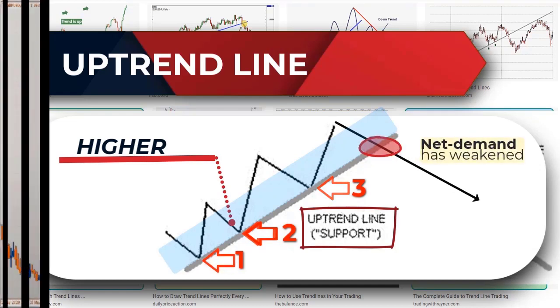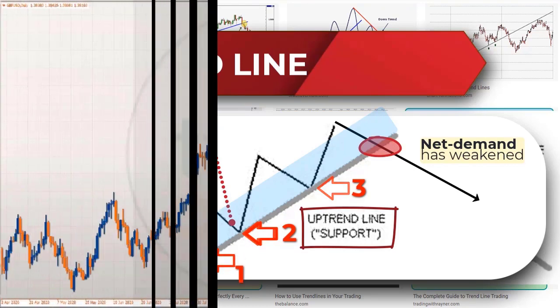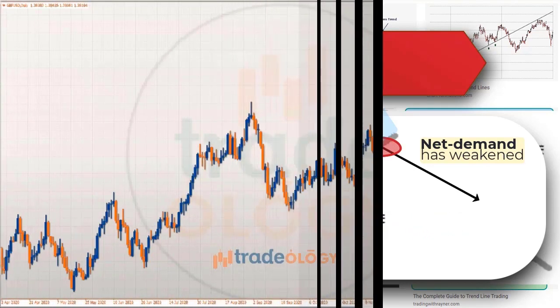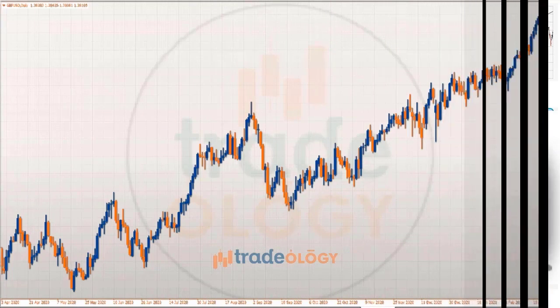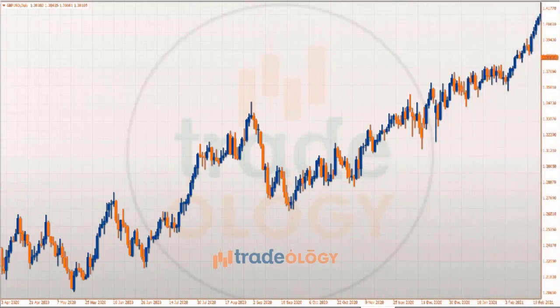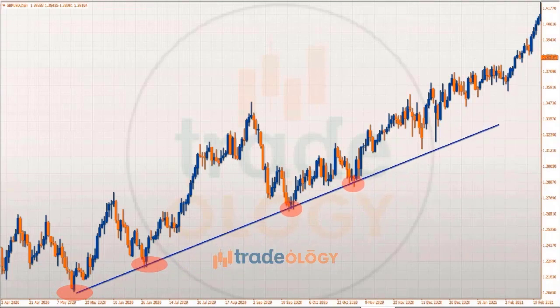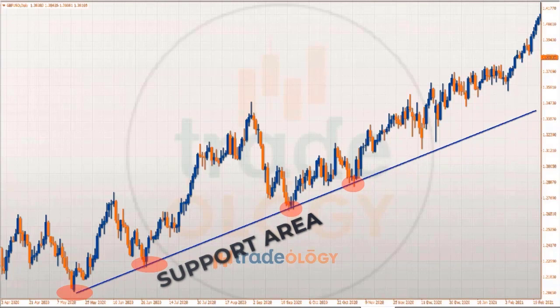Let's take a look at a trend line that was drawn during an uptrend. Notice how in this GBP/USD daily chart, the market touched off of trend line support several times over an extended period of time. This trend line represented an area of support where traders can begin to look for buying opportunities.